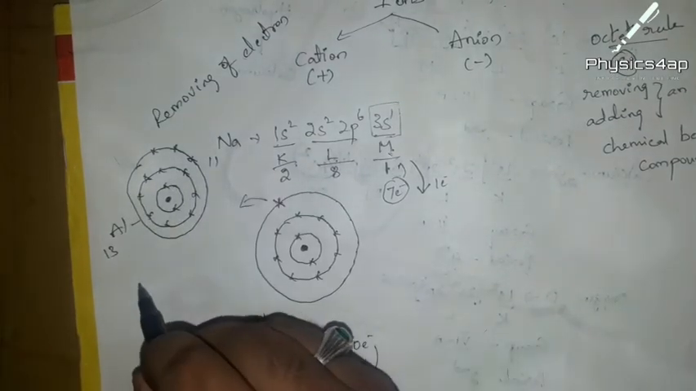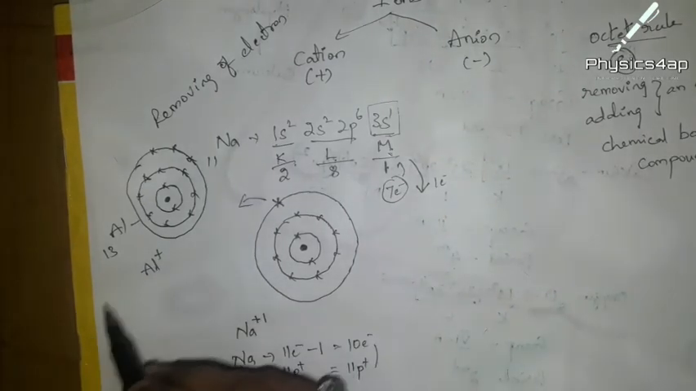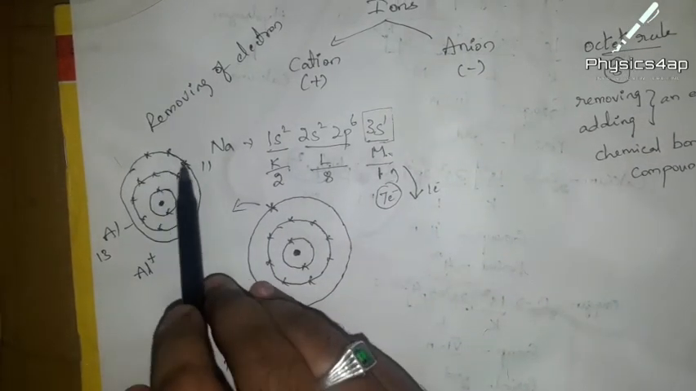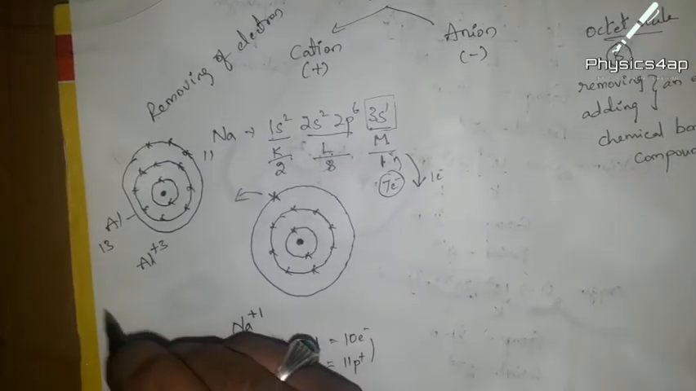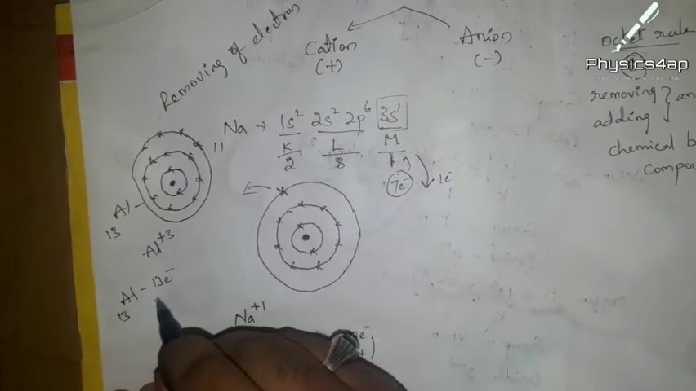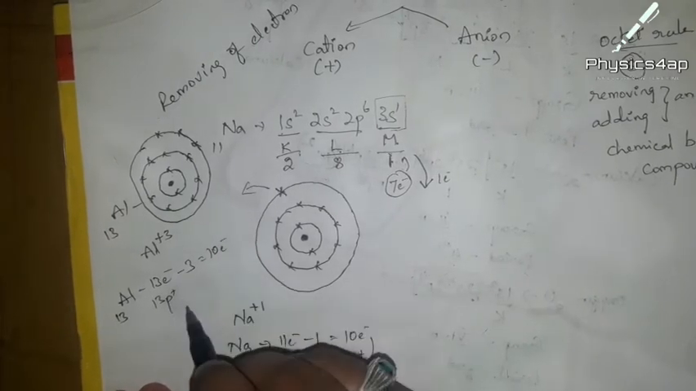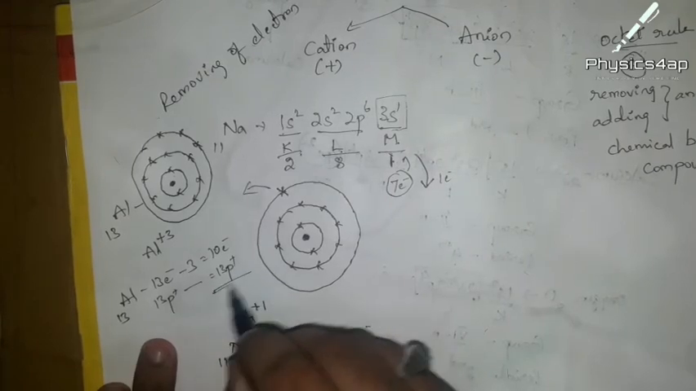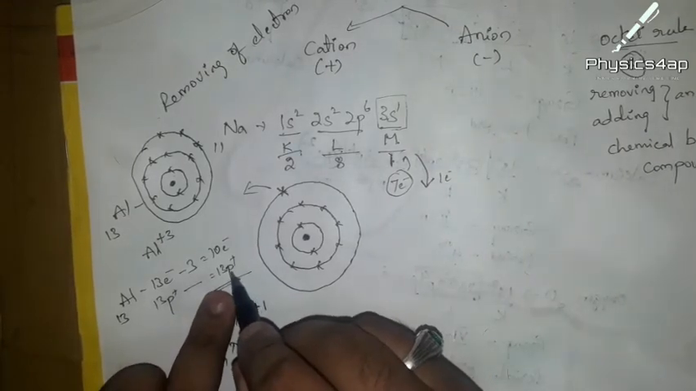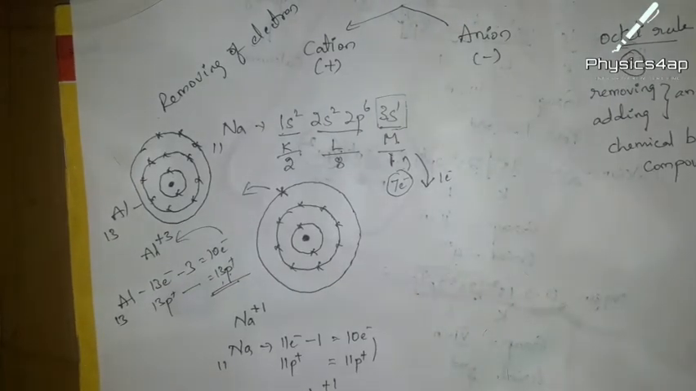So when we remove the 3 electrons, how many electrons are we removing? 1, 2, 3. As 3 electrons are removed, we get Al+3. The same thing: aluminum has 13 electrons and 13 protons. We are removing 3 electrons, so it becomes 10 electrons, and we are not changing the protons, so we get 13 protons. Now who is greater here? Protons are greater. How many times? 3 times, so we get Al+3.